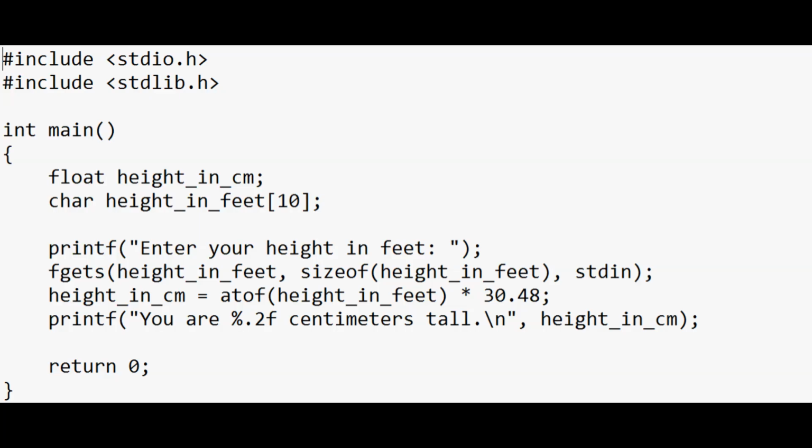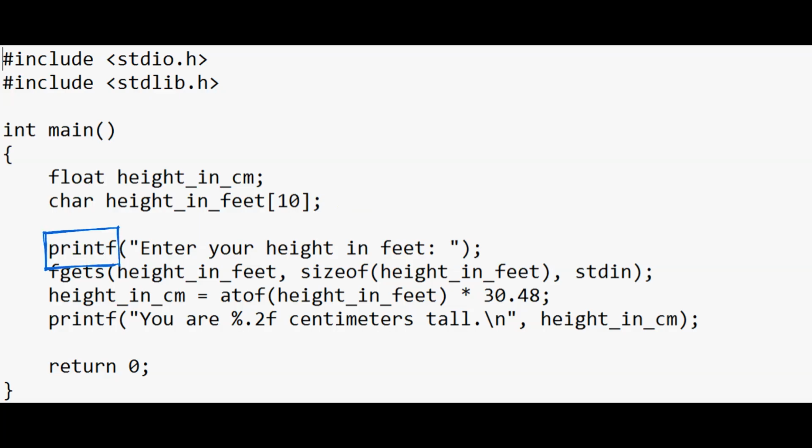Next, we declare two variables. The first is a float called height_in_cm, which will store the final result of our conversion. A float is required to hold the result of a mathematical calculation, because the result may include a decimal value. The second is a character array called height_in_feet, which holds the user's input as a string. Its size is set to 10 characters to allow for decimal values like 6.25 or even 12.75.